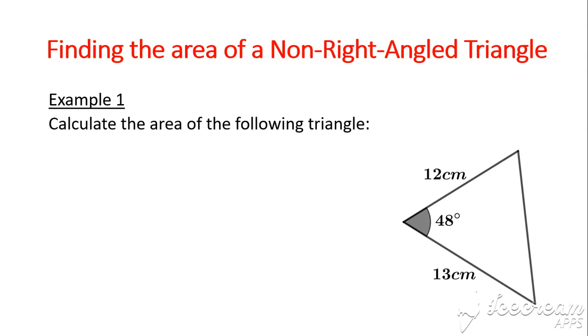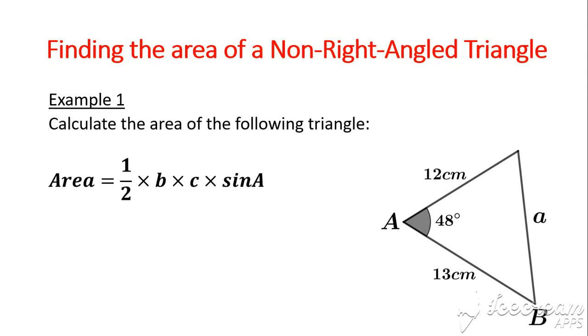Right, let's get into example 1. Calculate the area of the following triangle. Okay, here's our area rule. Area is equal to half times b times c times sine A. Now we need to know b and c and angle A. Well, this is angle A. We're just going to label angle A, which means this side over here is length a. This is angle B. It doesn't actually matter which sides we label b and c, to be honest. So this is length b, and this must be angle C, and this is length c. So we need angle A, and we need the lengths of b and c.